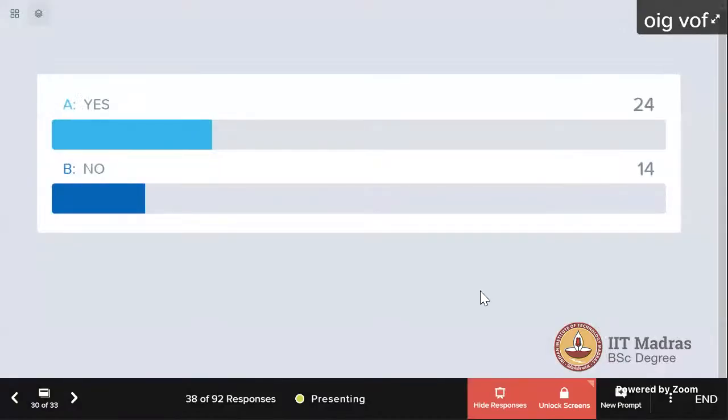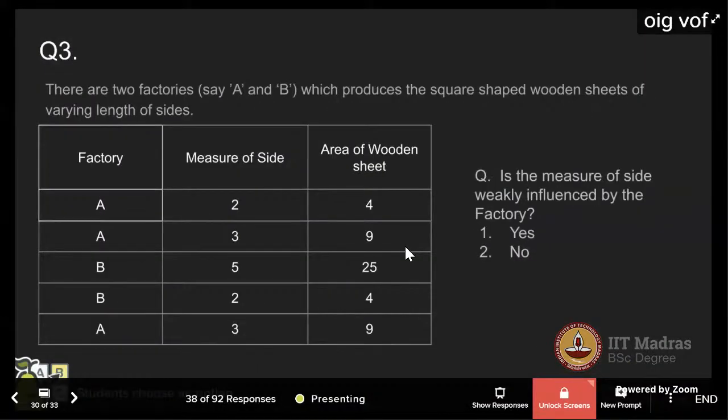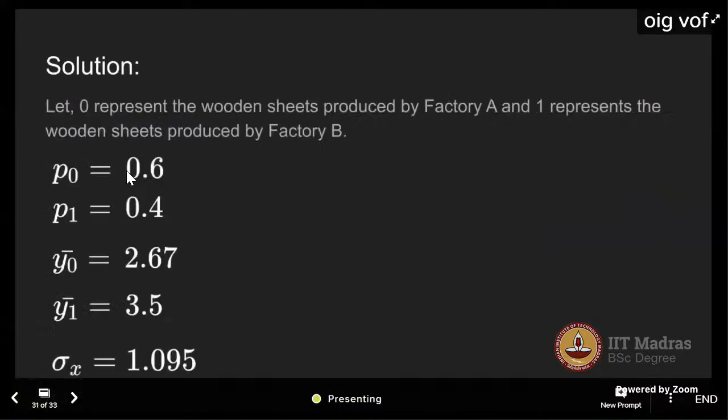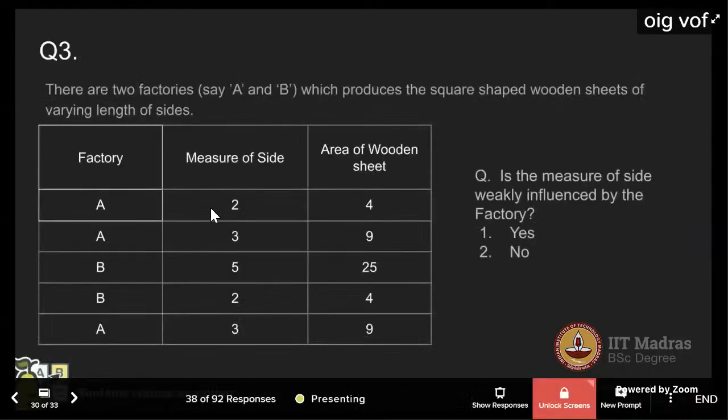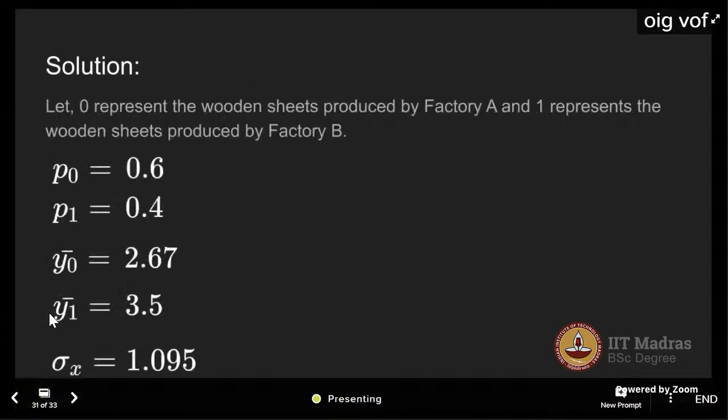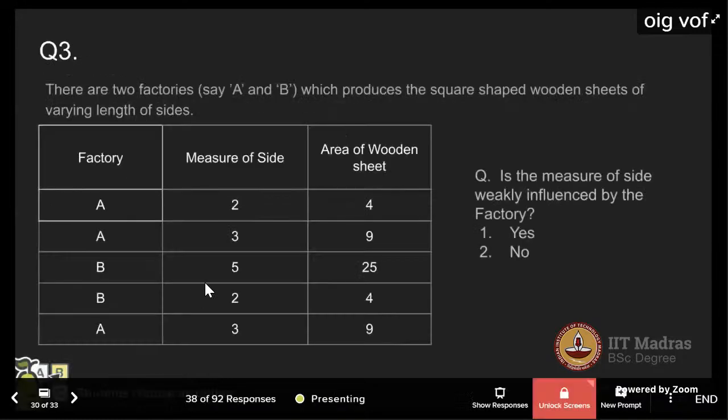Okay, 24 have responded yes, remaining no. It's really close. So here I'm taking A as 0 and B as 1. You can take A as 1 and B as 0 and you will get the same answer. A occurs 3 times out of 5, so P naught is 0.6, and B occurs 2 times only, so it's 0.4. For Y naught bar, I calculated the mean of the 3 observations for A: 2, 3 and 3. Its mean was 2.67. For Y1 bar for B, I calculated the mean of 5 and 2, so 5 plus 2 by 2 is 3.5.